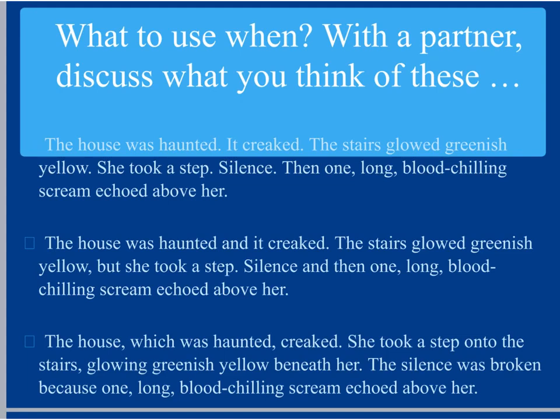The house was haunted and it creaked. The stairs glowed greenish yellow, but she took a step. Silence, and then one long, blood-chilling scream echoed above her. Is that one correct? Fill out your worksheet. The house which was haunted creaked. She took a step onto the stairs, glowing greenish yellow beneath her. The silence was broken because one long, blood-chilling scream echoed above her. Fill out your worksheet.